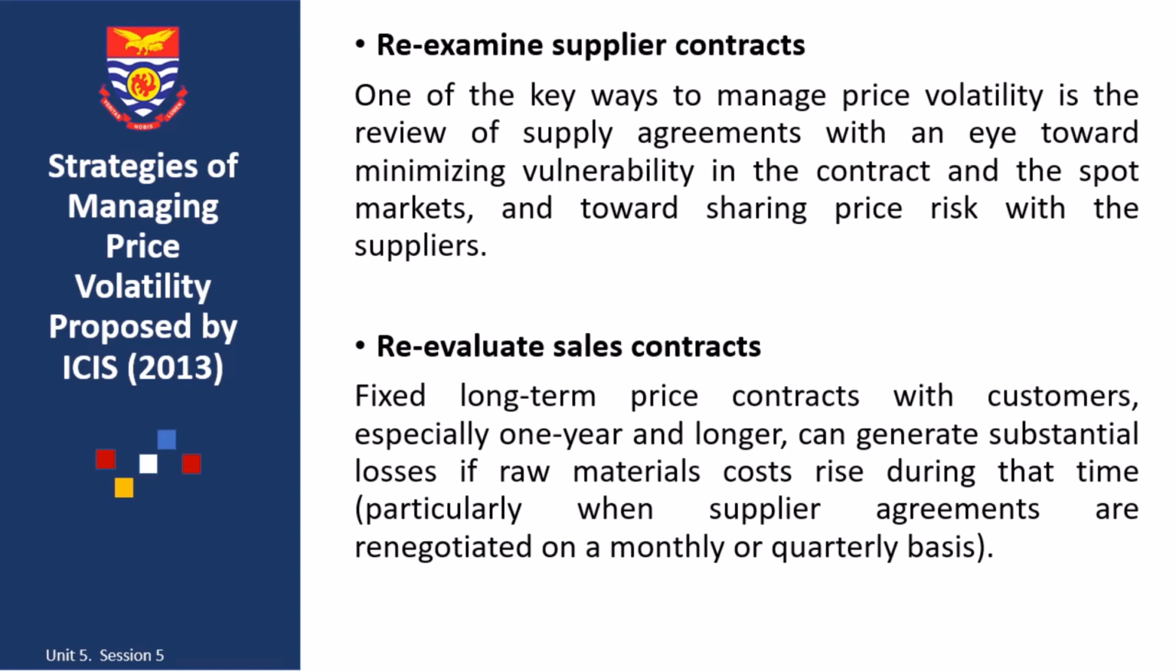So, re-examining the supplier contract. If you want to check some strategies that are used to manage price volatility, one of them is to re-examine the supplier contract. Maybe you have given a supplier contract, and the amount stated or some terms of the contract are somehow affecting price. You may have to re-examine some of these contracts.